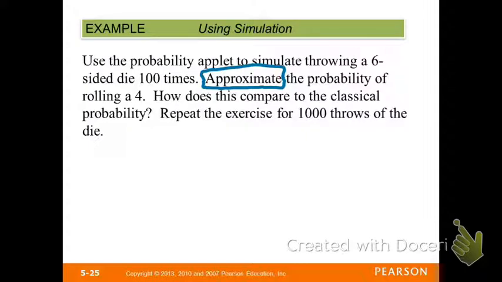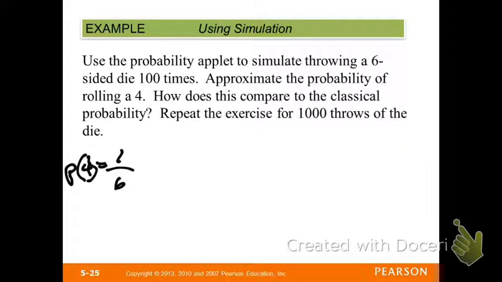And if we go back to the other thing that we mentioned earlier, the law of large numbers, if we repeat the exercise 1,000 times, then the experimental outcome or experimental probabilities are going to really get closer and closer to the theoretical probabilities or the classical probabilities. So we know that the classical probability of rolling a 4 is 1 time out of 6. That's the classical probability of a 4.